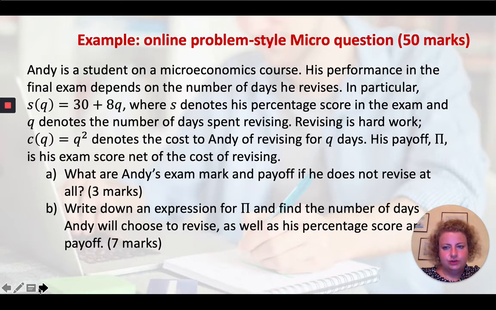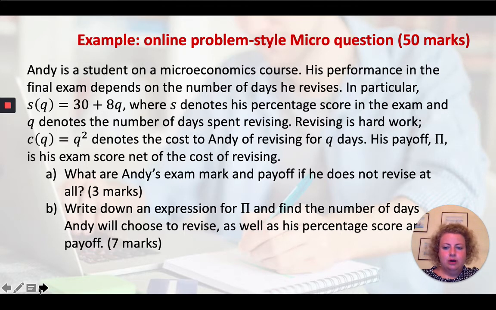so it seemed to be really good at discriminating between different types of students. So Andy is a student on a micro course, and his performance depends on the number of days he chooses to revise, Q. But revision is costly, it's lots of hard work, so there is a cost of effort, cost of revision, which is Q squared. And Andy's payoff is going to be his exam score net of the cost of revising.